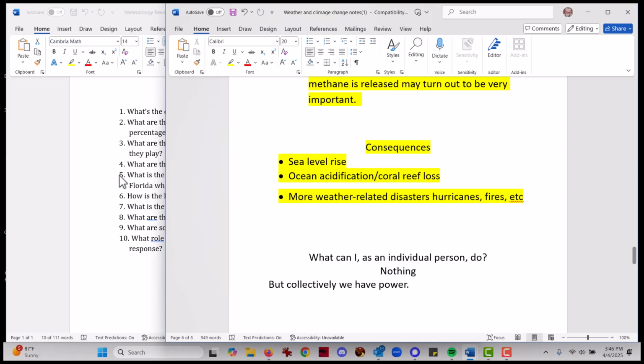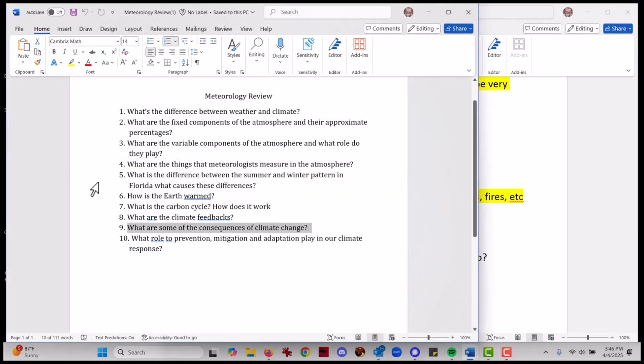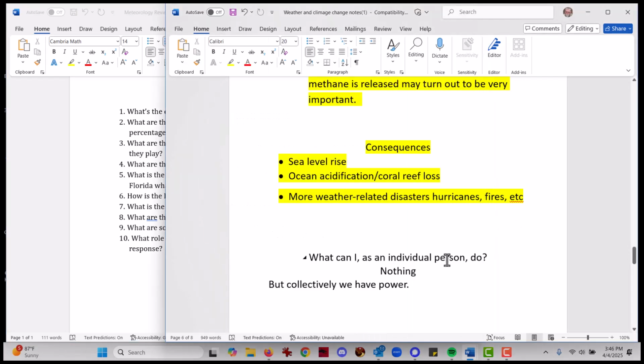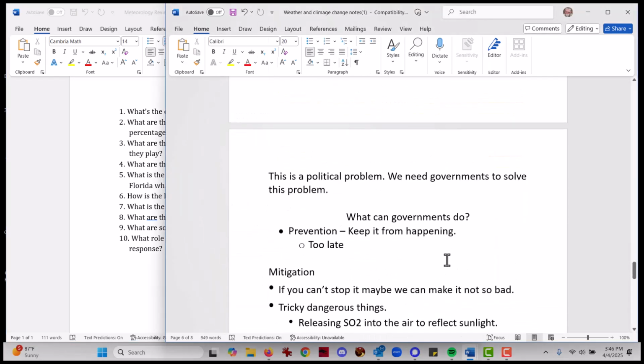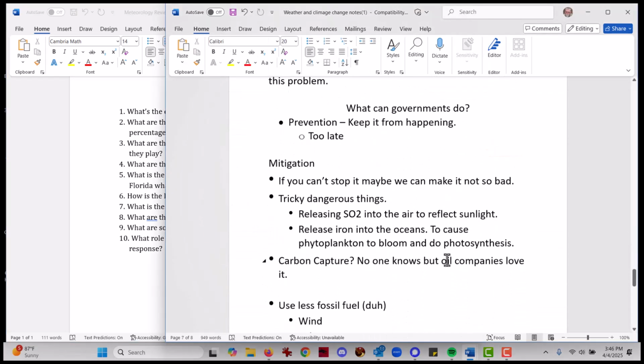And then I ask, what role? And here's a typo. This should be "do." In fact, the computer even knows this should be "do." What role do prevention, mitigation, adaptation play in our climate response? So here we go. I looked at this earlier, and here's what I'm going to do.